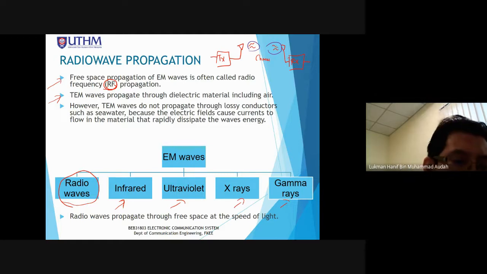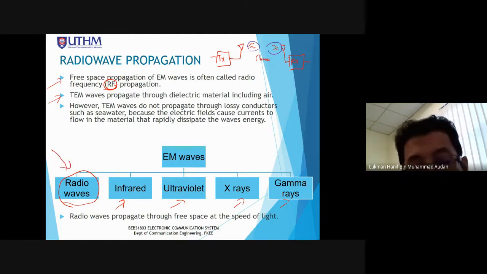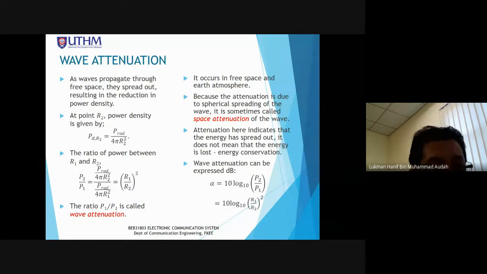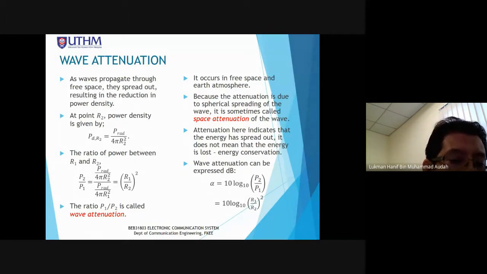Okay, so sebenarnya kita nak fokus di sini radio wave. Radio wave ini yang banyak kita gunakan untuk wireless communication. Okay, dalam julat radio wave. Wave attenuation. Okay, wave attenuation merupakan nisbah antara power density antara dua point yang berbeza. Okay, so di sini dikatakan power density 2 divide with power density 1.